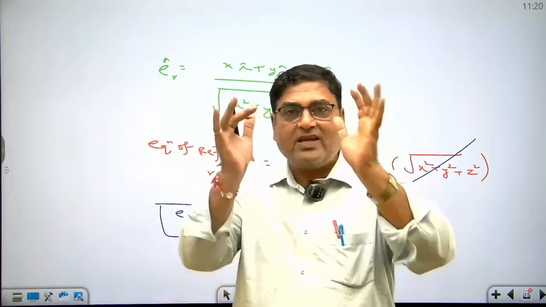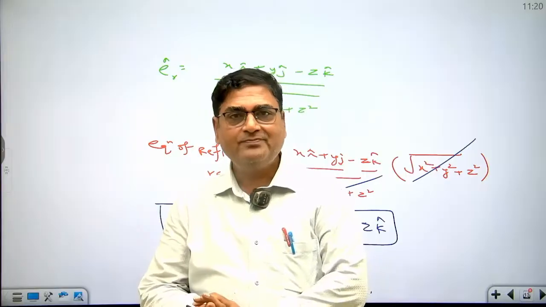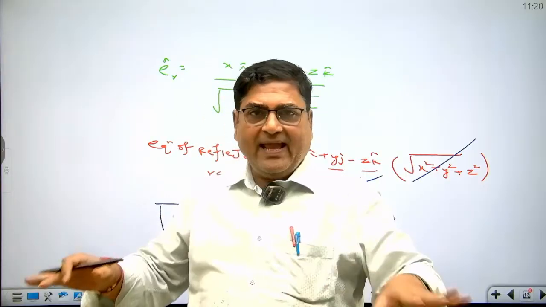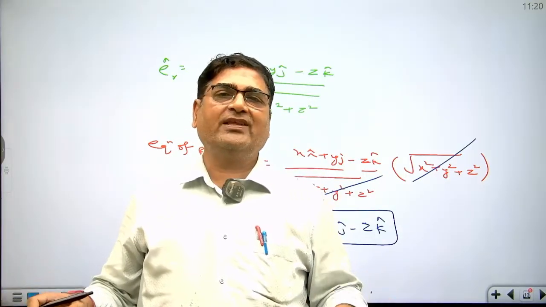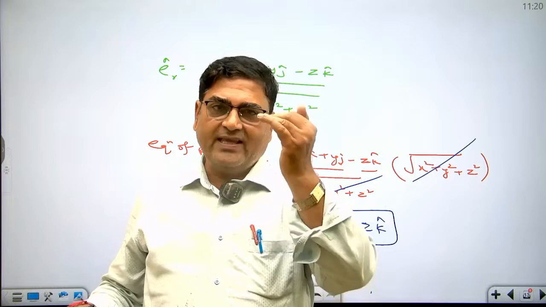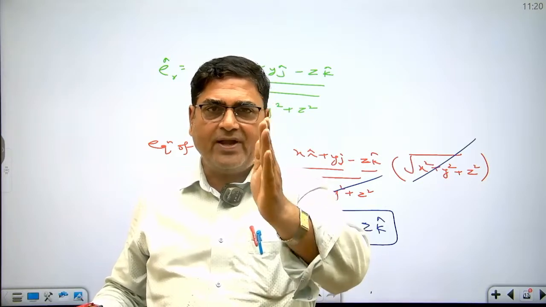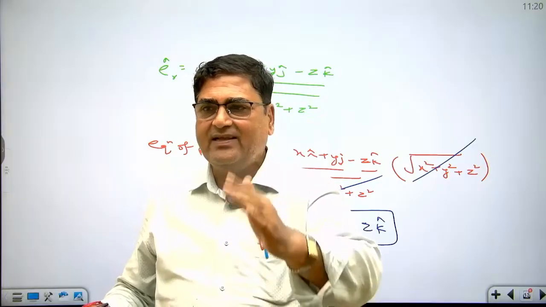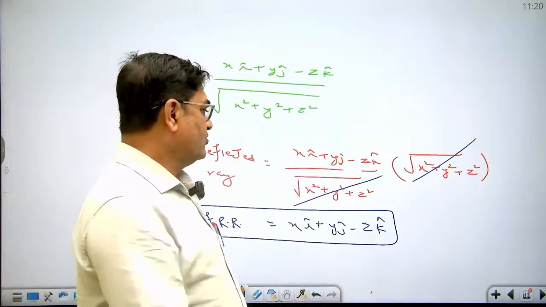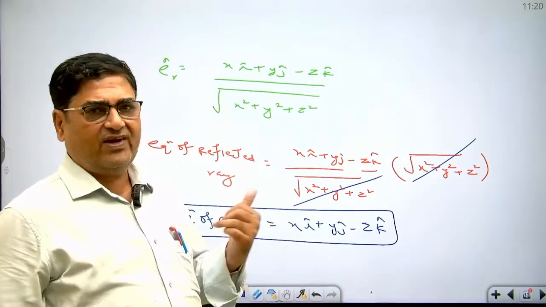So you must remember what reflection does. In the plane of the surface, reflection does not do anything. In the case of reflection of light, only the direction of the component normal to the reflecting surface gets reversed. This is what happens in reflection of light.